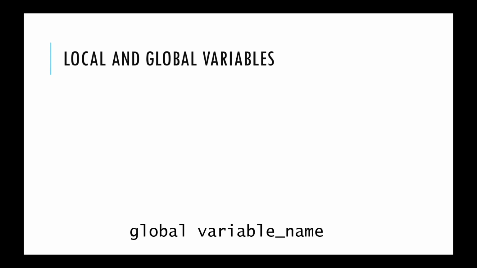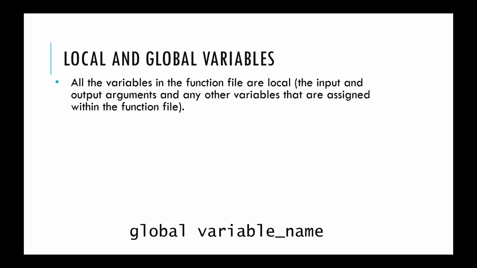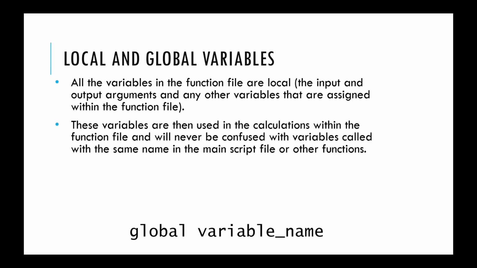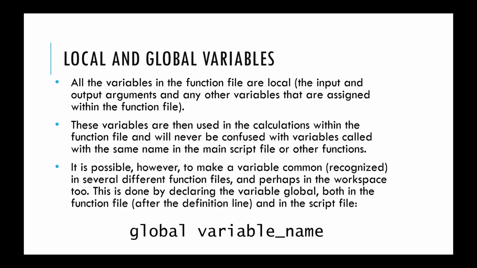Okay, this is another concept that is important in the function chapter: local and global variables. Basically, all the variables in a function file are local, meaning they only have meaning inside that function. Okay, these variables include the input, output and also any other variables that are assigned within the function file. So these variables are used in the calculations within the function file and will never be confused with variables called by the same name in the main script file or another function.